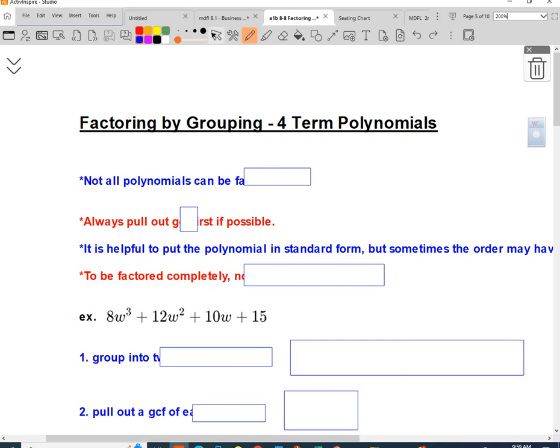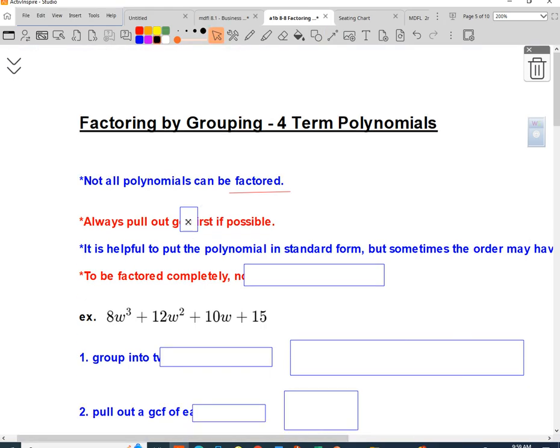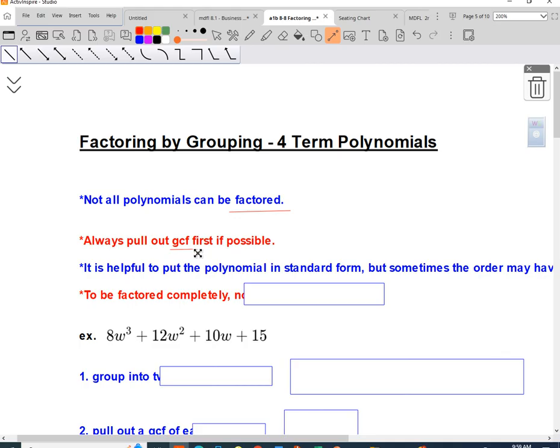All right, so remember that not all polynomials can be factored. This is your first thing you're filling in right here. Not all polynomials can be factored. We're going to always pull out the greatest common factor first, if there is one. So if possible, we pull out that greatest common factor first, and that greatest common factor would have to be part of our answer. Normally, it's going to be a binomial times a binomial today, but if you pull a common factor out first, you'll have that greatest common factor and then two binomials.